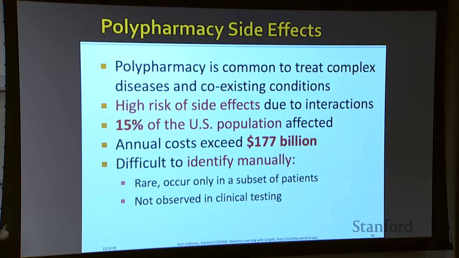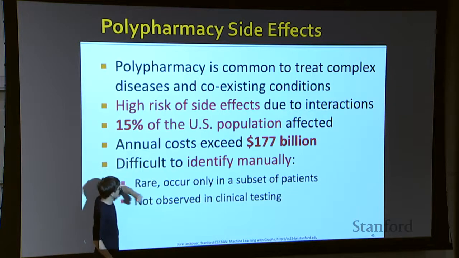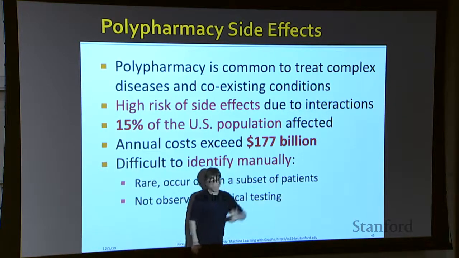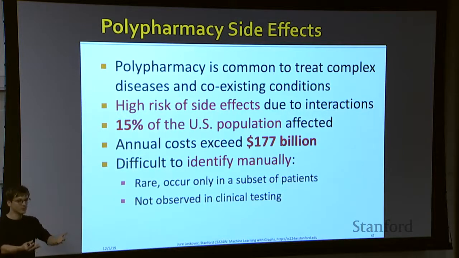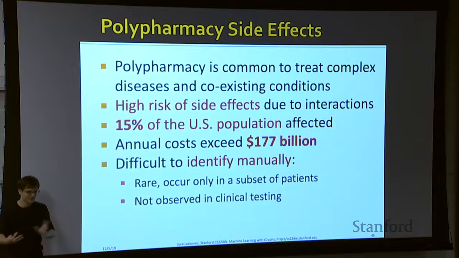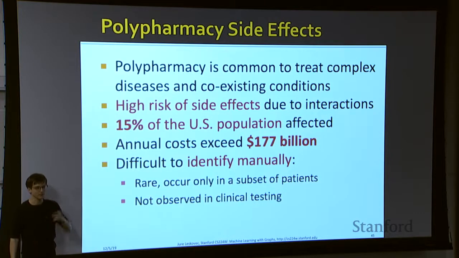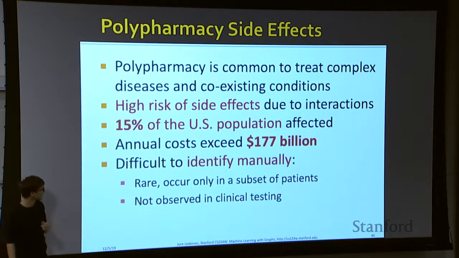So the point is that these side effects affect about 15% of the US population. There is some huge cost assigned to this because a side effect essentially means that you got a new disease, or another kind of side effect disease that you now have to treat, and you will get another drug and things like that.